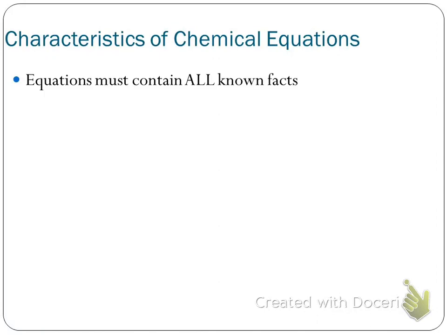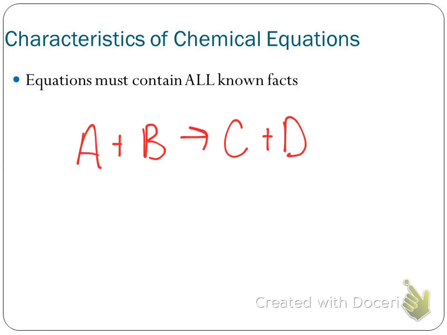All right. So we can take a chemical reaction and put it into its written form, which is called a chemical equation. And a chemical equation is what I showed you earlier. This is the most basic form of a chemical equation: A plus B yields C and D, right?